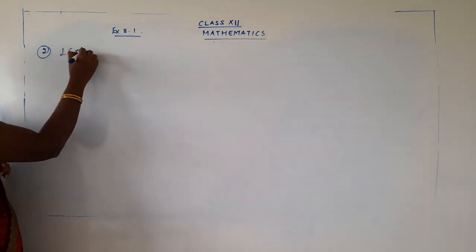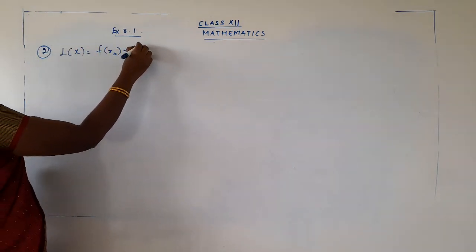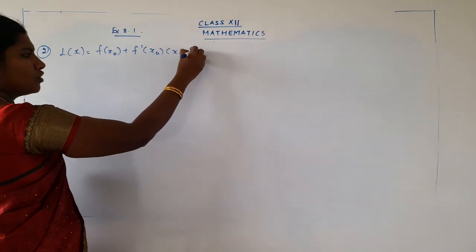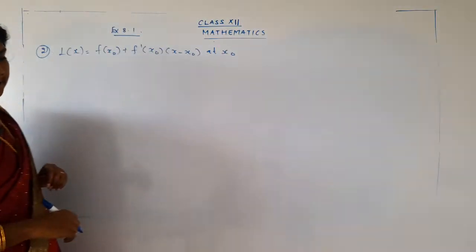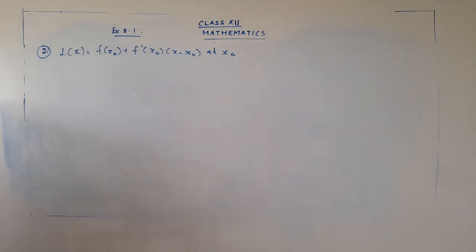Write down the formula. L of x is equal to f of x naught plus f dash x naught into x minus x naught at x naught. Okay. This is the formula. Take down the formula. L of x is equal to f of x naught plus f dash x naught x minus x naught at x naught. Okay, done. So now let's continue this further.